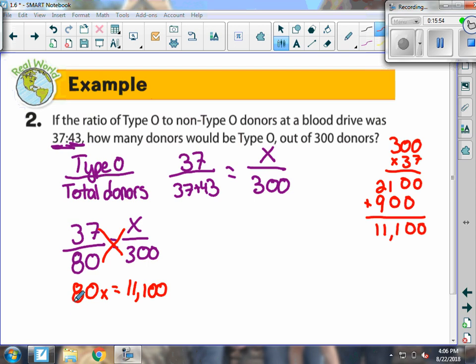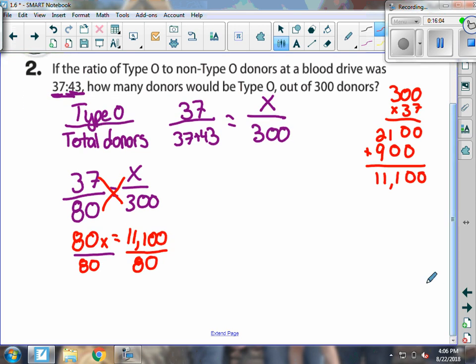So next, I'm going to divide both sides by 80. Both of these end with zeros, so I can get rid of a 0. That's the same thing as dividing it by 10. So my 80s will cancel out, and I now have 1,110 divided by 8.